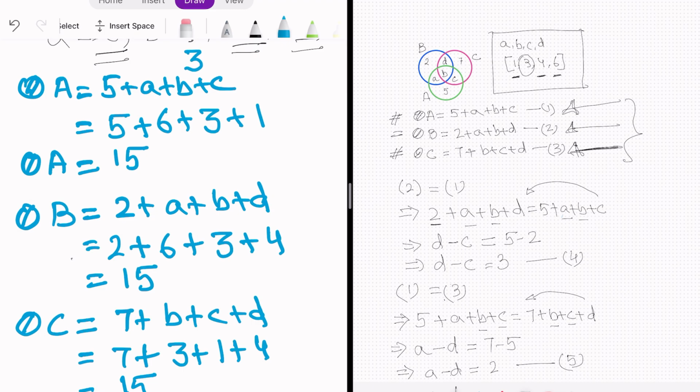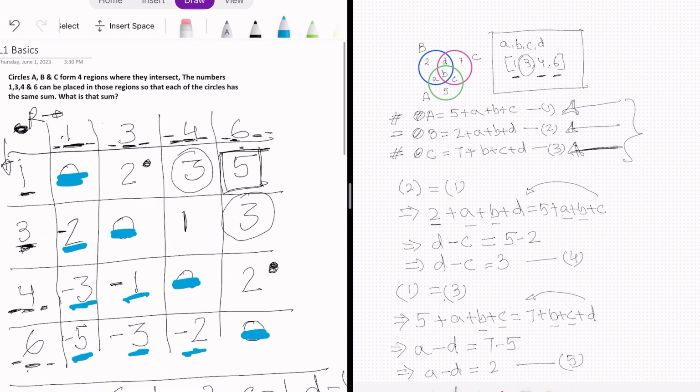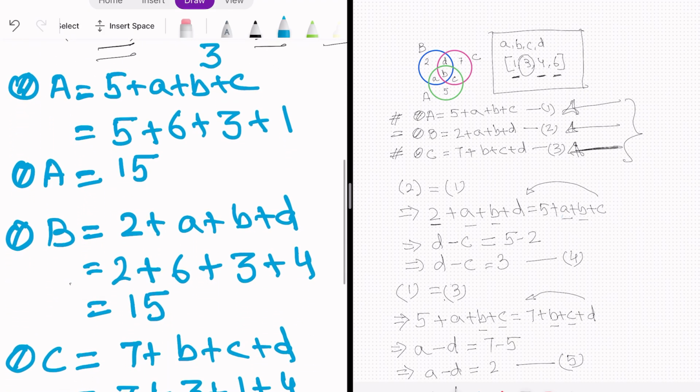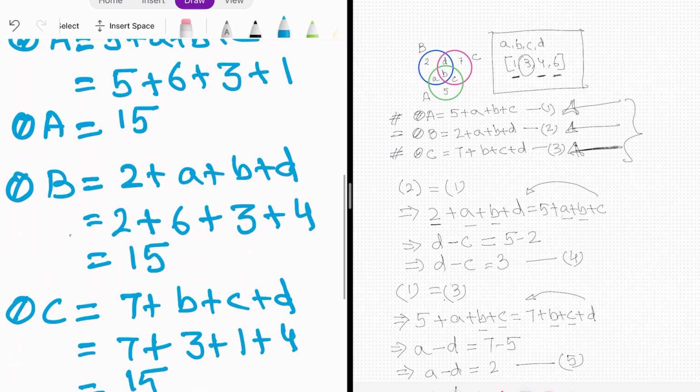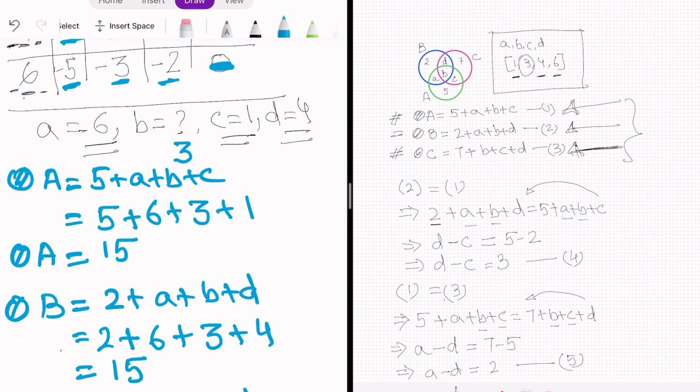So the question said, what is the sum? This was the question, what is the sum? So the sum, as we have found out, is 15 in all the cases. And the individual numbers A, B, C, and D are 6, 3, 1, and 4.